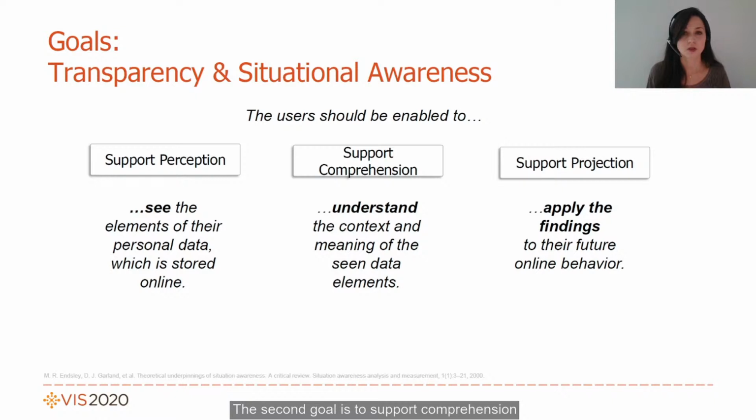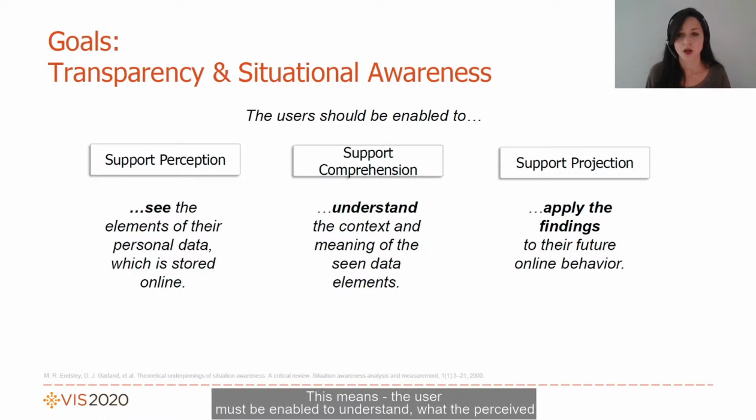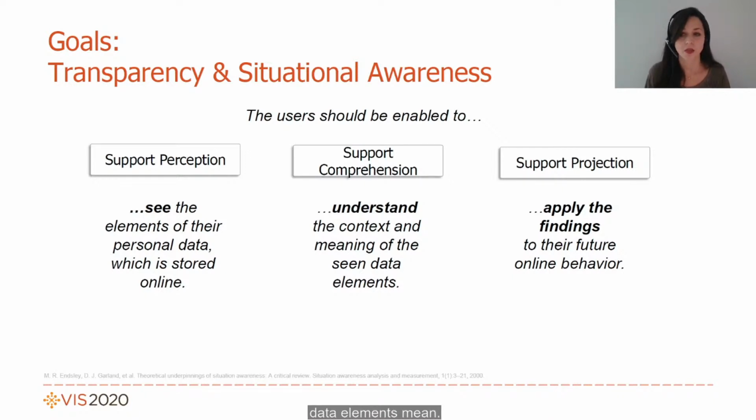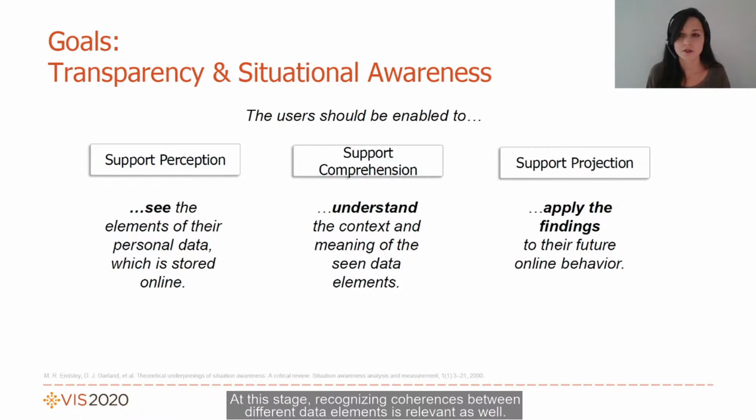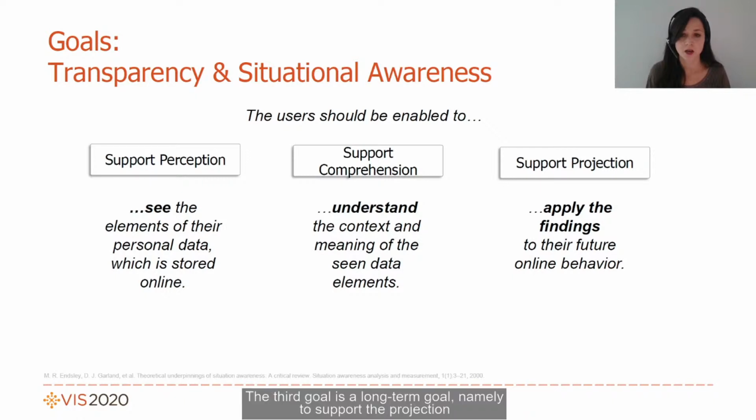The second goal is to support comprehension. This means the user must be enabled to understand what the perceived data elements mean. At this stage, recognizing coherences between different data elements is relevant as well. The third goal is a long-term goal, namely to support the projection. In the given context, this means an influence on the personal privacy attitude and behavior change of the user, resulting from the discoveries made in the inspected data.